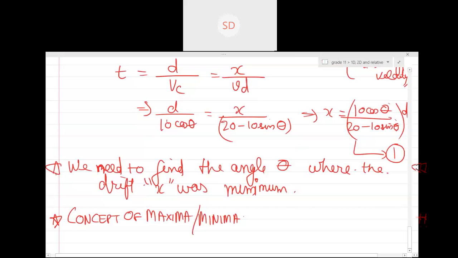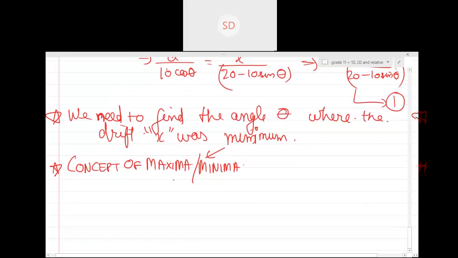So now basically we need to find this. For this we need to use the concept of maxima and minima. What is the concept of maxima minima? ज़्यादा डिटेल में नहीं कर रहे हैं हम. First of all, step 1.